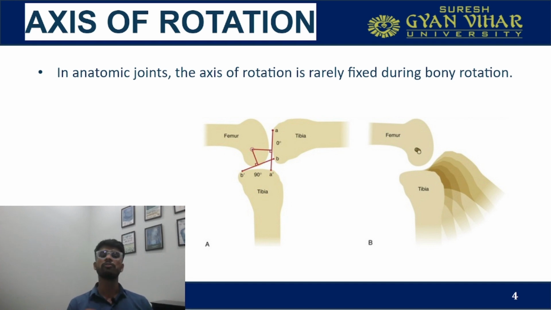Other reason for this axis of rotation to not be fixed is that there is lack of congruency between the joint surfaces. We know that knee joint is a type of condyloid joint. So in condyloid joint, there is a convex large surface which articulates with the shallow concave surface. So there is a presence of large incongruity between the two joints. So remember, if there is incongruency, then the axis of rotation will not be fixed.